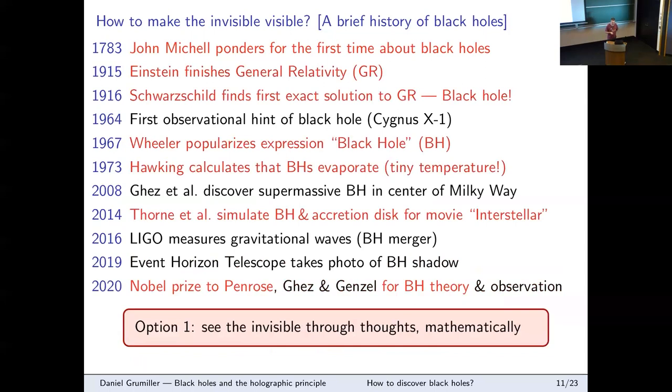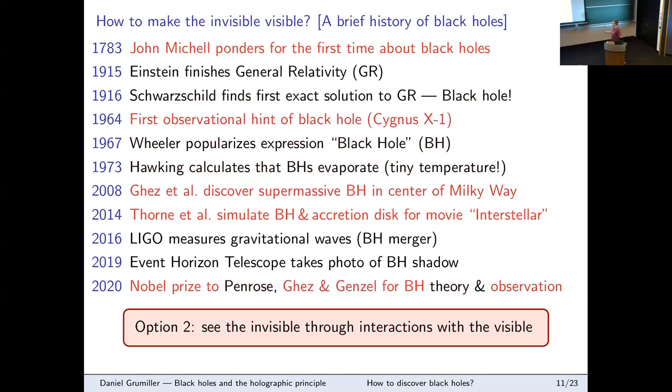Okay, so what are possible answers to the question in this title here, how to make the invisible visible? Some of these options, I think you can transpose to other sciences. Some of them are fairly obvious. So the first option is one that I like, but I can see that it's not sufficient because after all, physics is an empirical science. So the first option is we see the invisible through thoughts, mathematically. And this is pretty much a summary of the early days of black holes. That was the only option available to us. The second option is we see the invisible through interactions with the visible, accretion disk physics or the Kepler orbits.